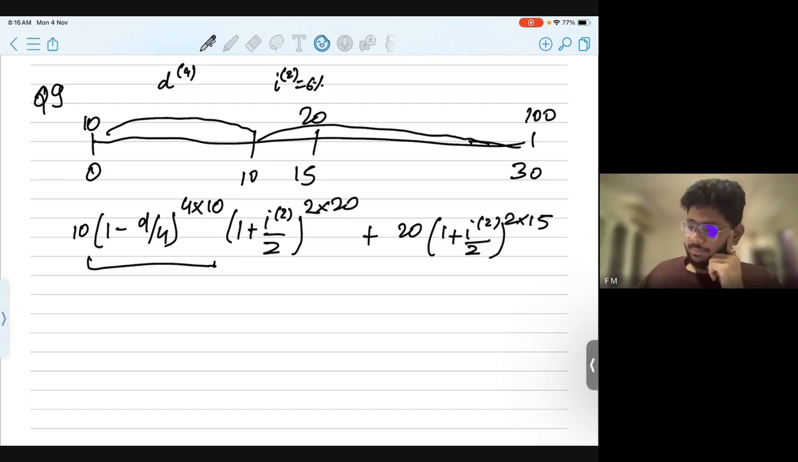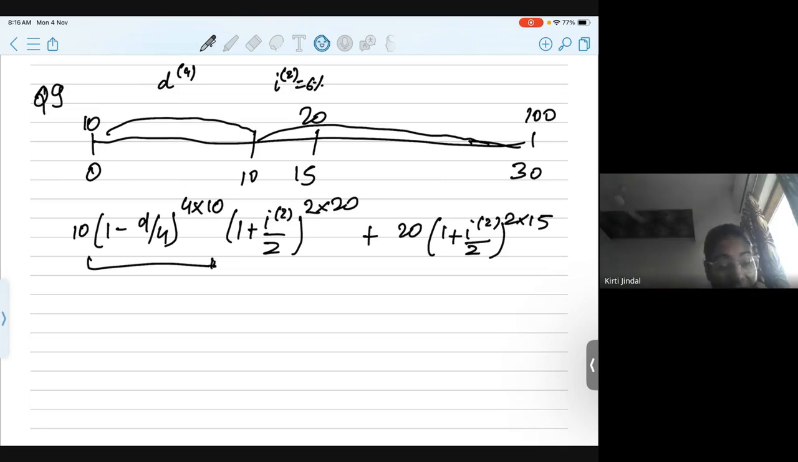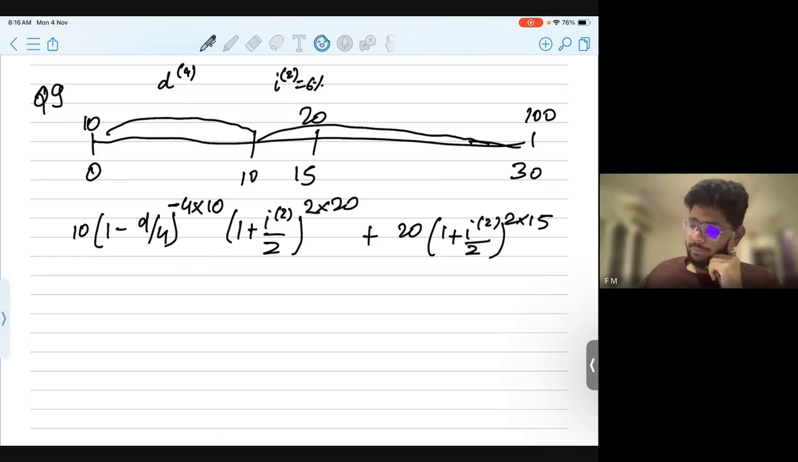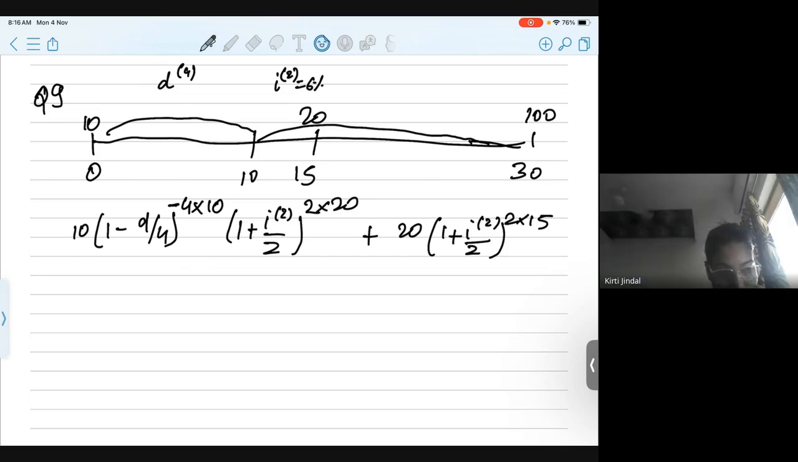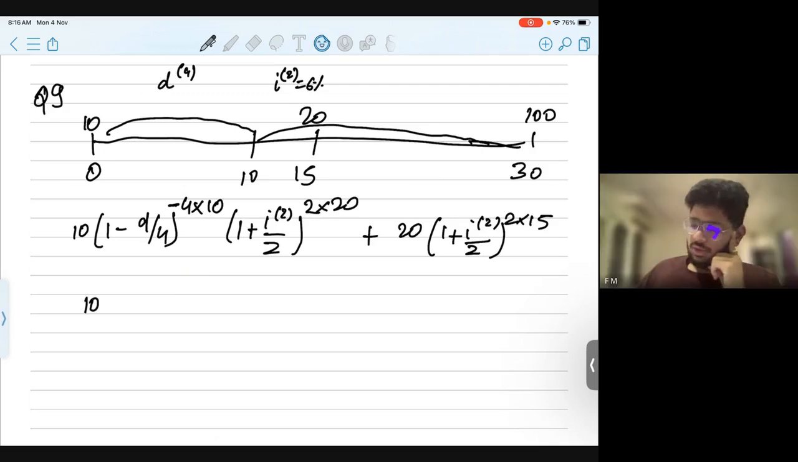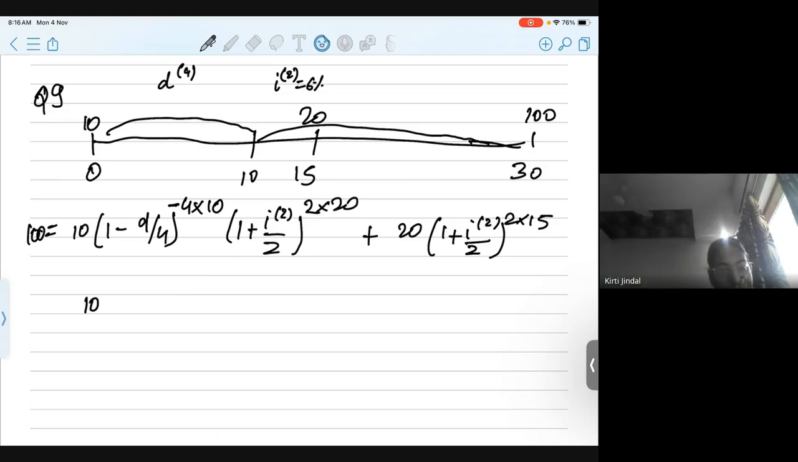Is this correct? A minus will come in the raised to power. Yes. Okay. Equals to 30. This is equal to 100. 1 minus 0.3.